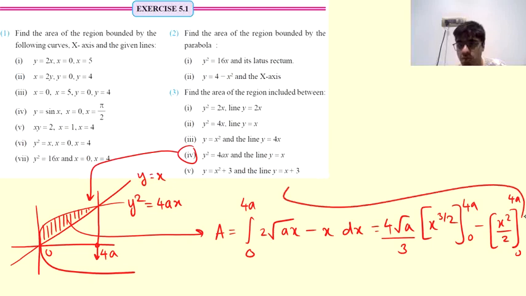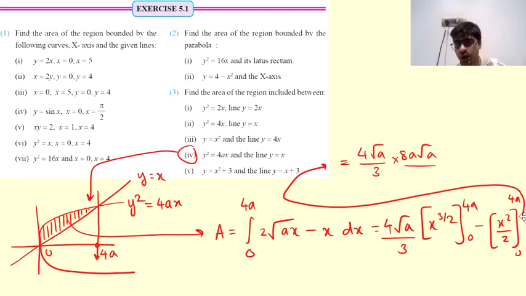So try to evaluate that further, and you put a 4a here. So 4a power 3 by 2, that is root of 4a the whole cube, that is 2 root a the whole cube. 2 root a the whole cube will be 8a root a. So we have 4 root a by 3 into 8a root a. Of course, from 8a root a we need to subtract whatever we get when we put x as 0, but that will be 0 only.